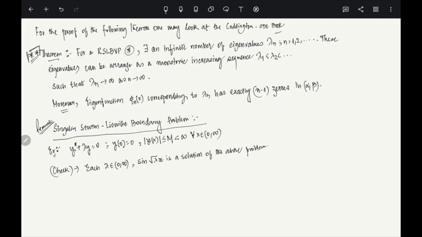How do I know it? Because here you can show that for each lambda between 0 and infinity, which is an interval, you can take any lambda you want and the function sine of root lambda x is a solution. That is an eigenfunction. So eigenvalues are any value between 0 and infinity, and the corresponding eigenfunctions are given by sine of root lambda x. So the spectrum here may be continuous. It is not a guarantee that it will be continuous for a singular problem, but in a regular Sturm-Liouville boundary value problem, it cannot be continuous. It has to be discrete.